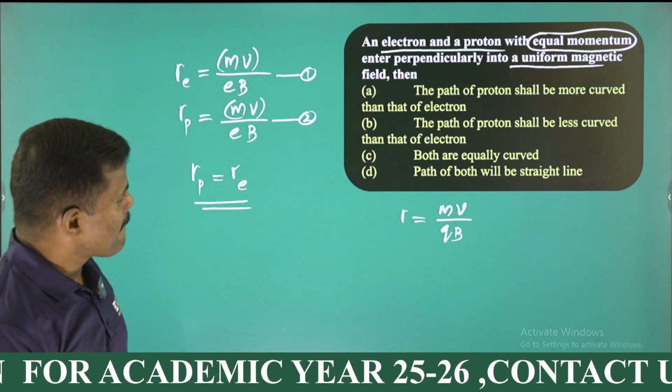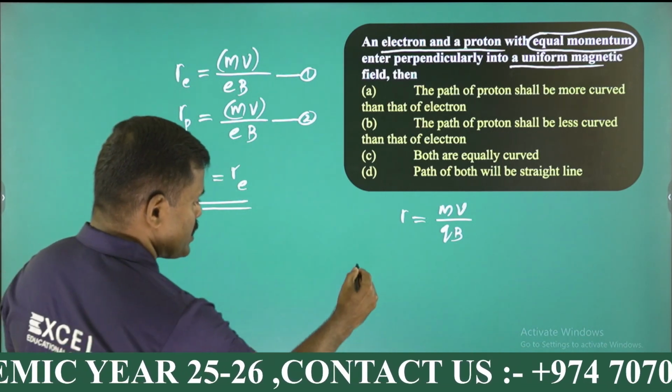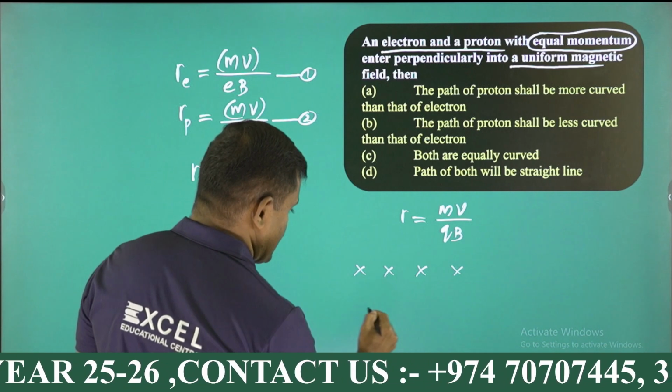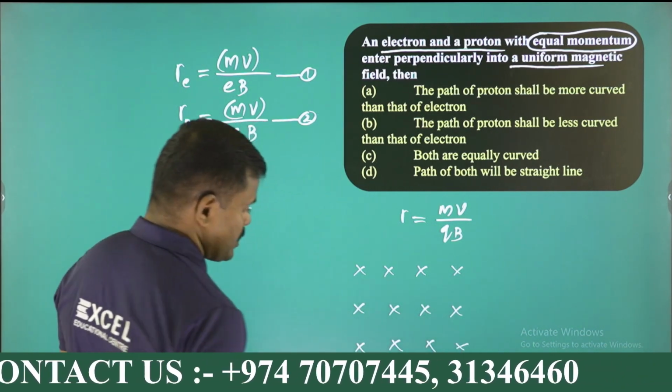So the path of the particle will be, for example, I'll tell you, this is one question. This is the magnetic field. I'll tell you what that means. Look at that. This is a particle.